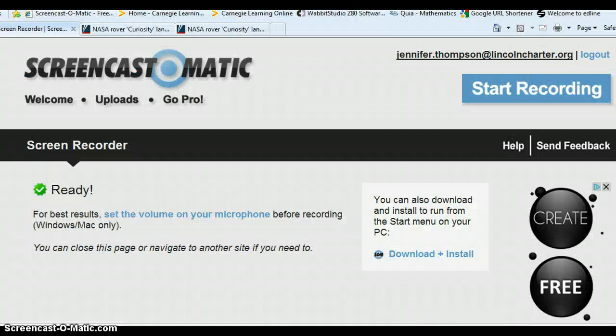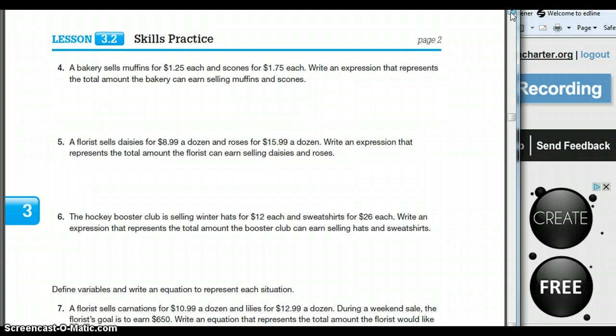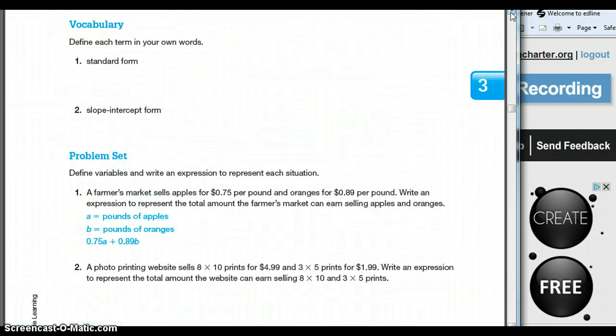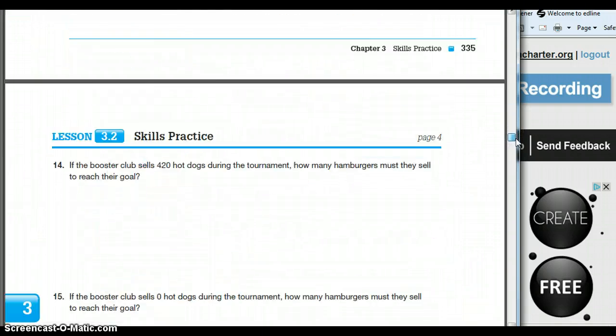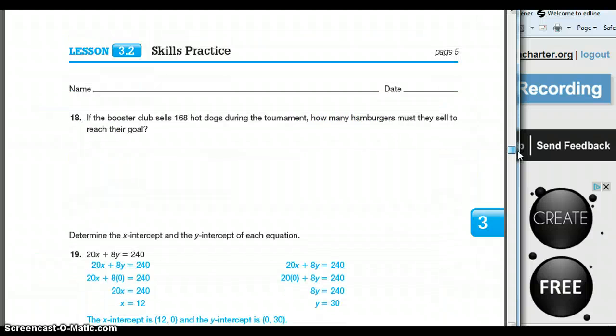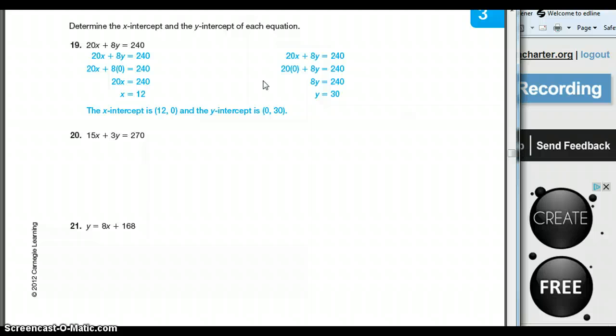For tonight, we learned about x and y intercepts in class today. This was yesterday's homework. So tonight's homework is going to start on page 337, and you're going to do the rest of these problems. So it asks you to find the x and y intercepts.